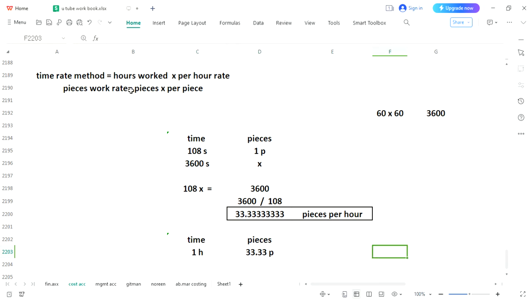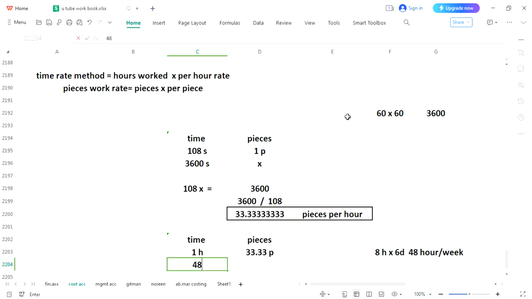Here you will calculate again like this: you have 8 hours in 1 day. So how many hours in 6 days? In this way you will be calculating 48 hours per week. They will be working 48 hours per week. So we want to know how many pieces would be made in 48 hours. Hopefully you have understood. The first standard was set: one piece was made in 108 seconds. How many pieces would be made in 3600 seconds, or 1 hour?